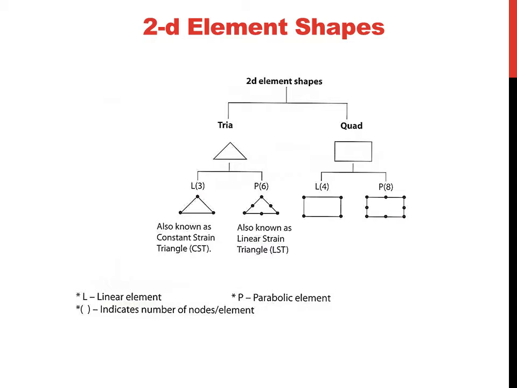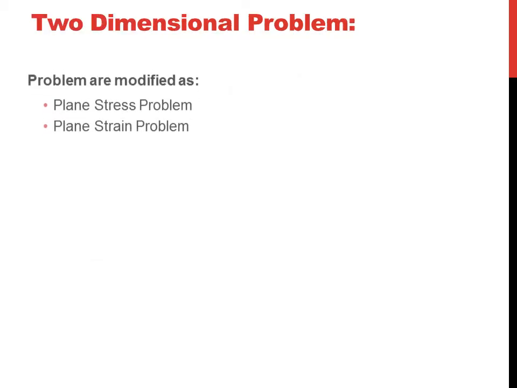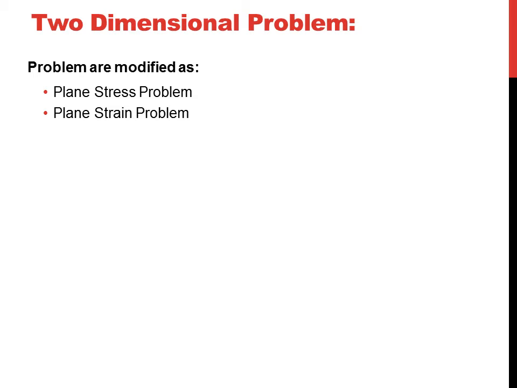In the constant strain triangle, as the name says, strain is constant for that element, while in the linear strain triangle, strain is linear for this element. In quadrilateral, a 4 noded rectangular element is there and also a higher node element, that is the 8 noded rectangular element. Two-dimensional problems are modeled as plane stress problems and plane strain problems, and these concepts we already saw in the second unit.